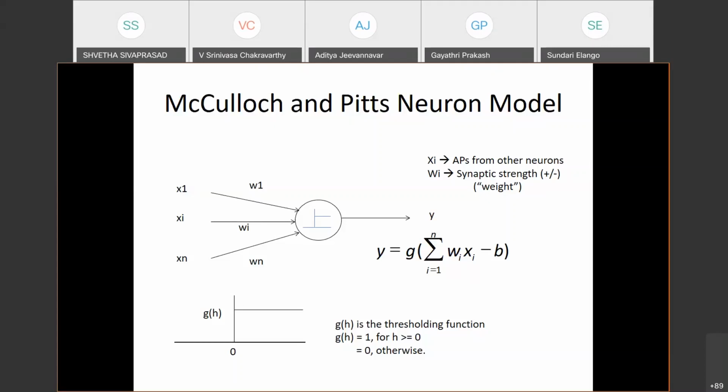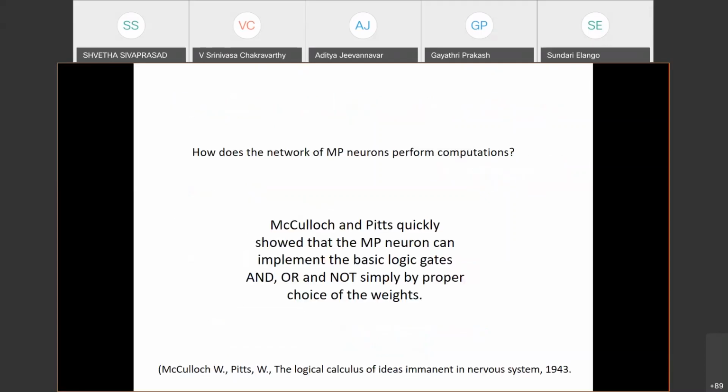So this is quite a simple expression for a neuron, which we thought was likely to be very complicated. And starting with that kind of a neuron model, McCulloch and Pitts have shown that this neuron model can be made to represent logic gates.